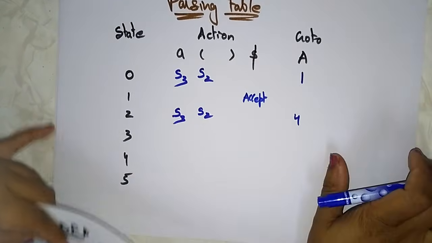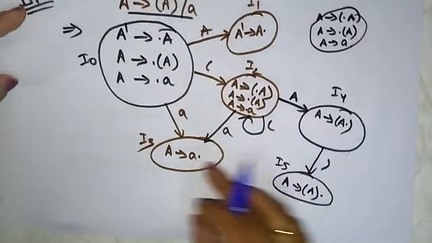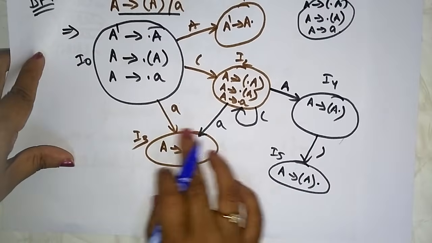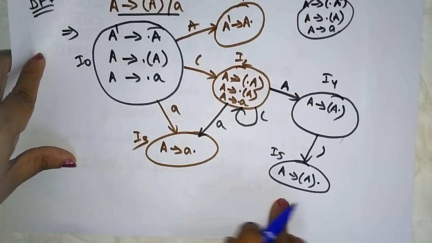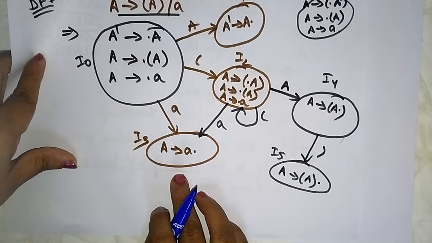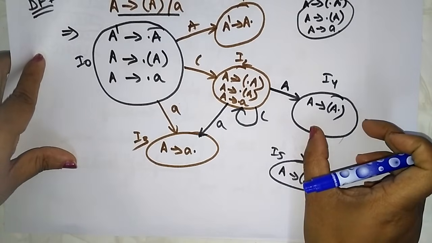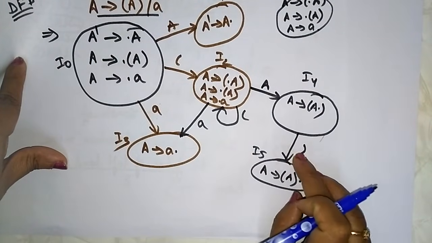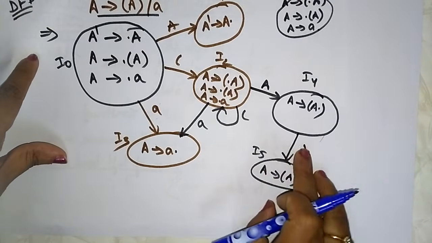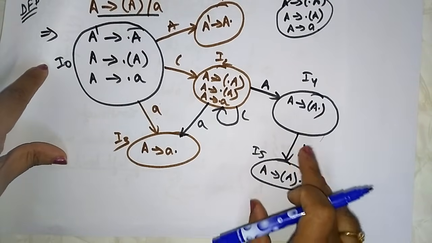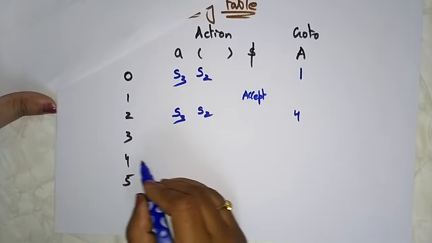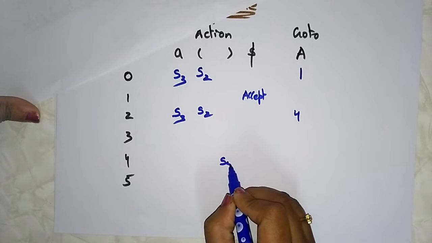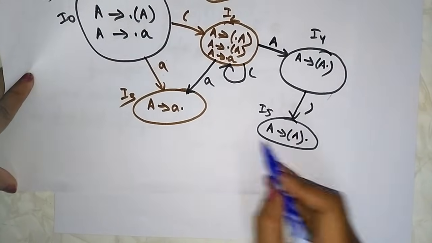Now coming to state 3. State 3 has only incoming edges; it does not go to any other state, so it has to perform the reduce action. Just keep it here. Now let's see I4. The input is the right parenthesis, going to I5. It is a terminal, so shift S5. On state 4, right parenthesis, you write S5. And the fifth state is also a reduce action.